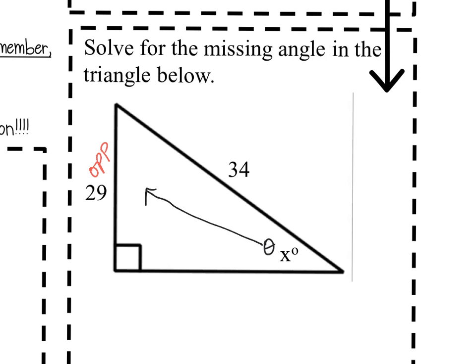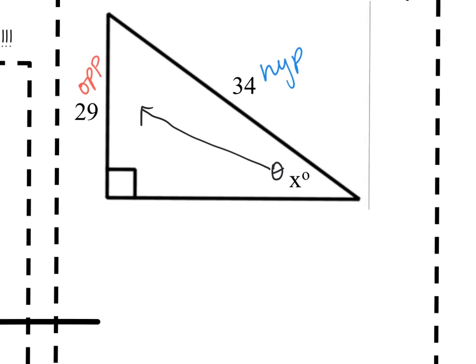I identify my hypotenuse. From there, I'm not going to worry about labeling the adjacent side, because there's nothing there. I have an O and an H. So if I'm working with SOHCAHTOA, the O goes with the SO.